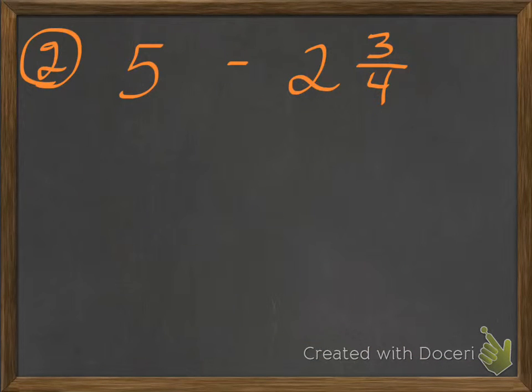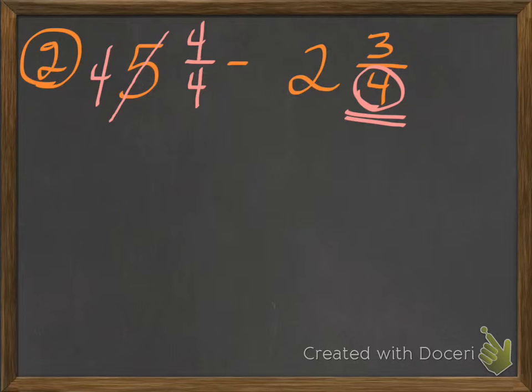All right, number 2. 5 minus 2 and 3/4. Okay, first thing I have to do is find a common denominator. I've got fourths over here. I have nothing over here. So I'm going to go ahead and skip ahead and borrow or rename my fraction. So I've got 5. I'm going to borrow 1, and that changes to 4. And the one that I borrowed is going to change into fourths. I know because I want it to be the same as that fraction. So it's going to be 4/4 because 4/4 equals 1 whole.